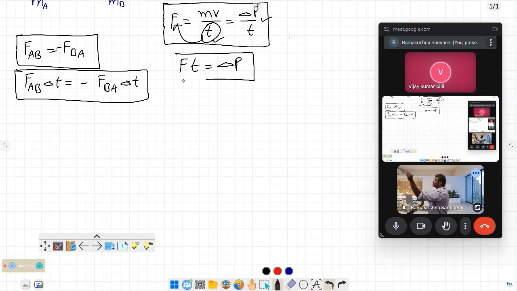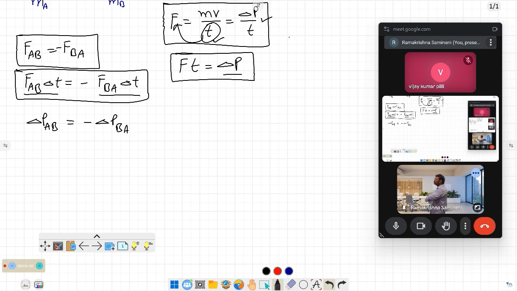So F into t is nothing but delta p, which means I can write FAB into delta t as delta p of A, is equal to minus of FBA into delta t, which I can also write as delta p of BA. This is important to understand: change in momentum of A, B is equal to minus change in momentum of BA.